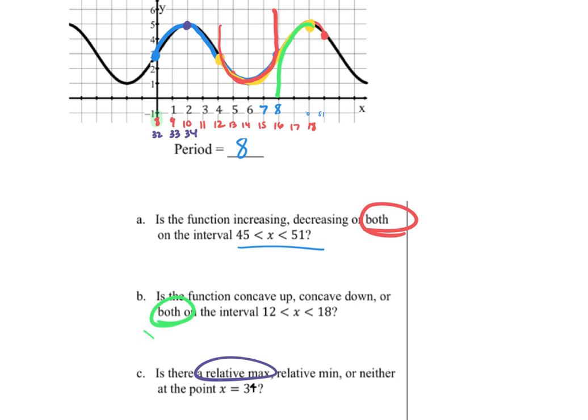Questions? So it could ask you the period. If it's on the x-axis, it could ask you the amplitude. It could ask you concave up, concave down, relative max, min, increasing, decreasing, both. That's going to be like your multi-part question.